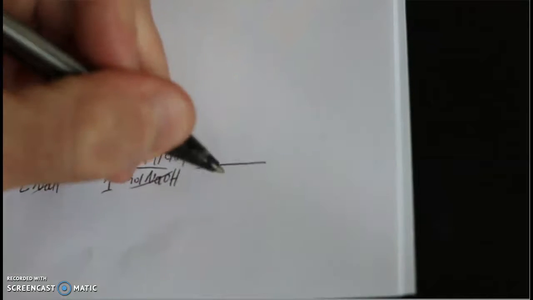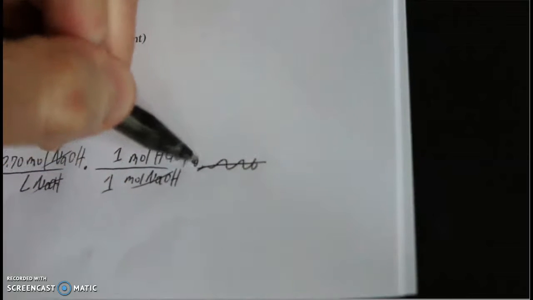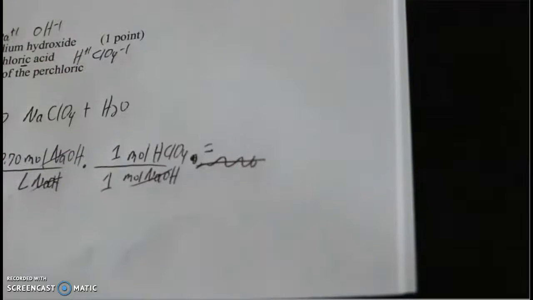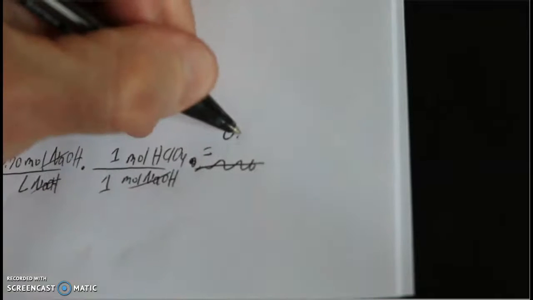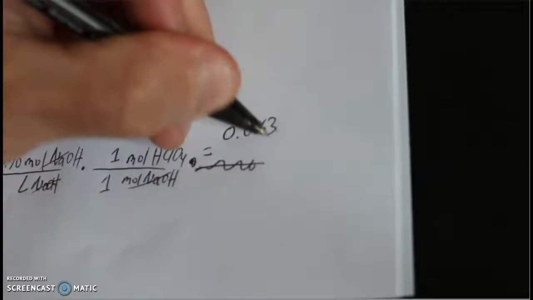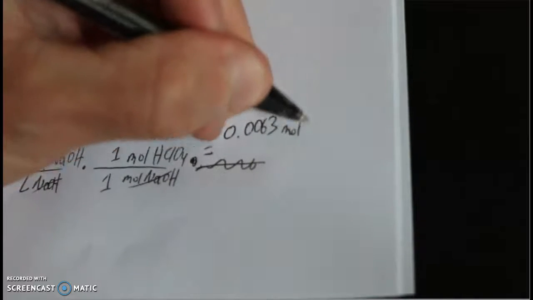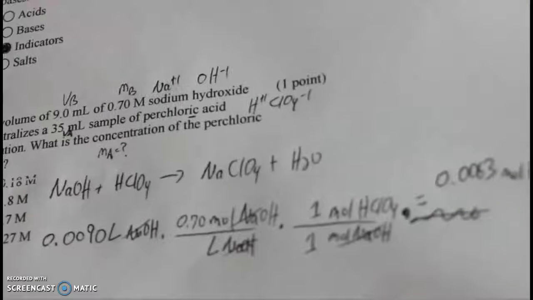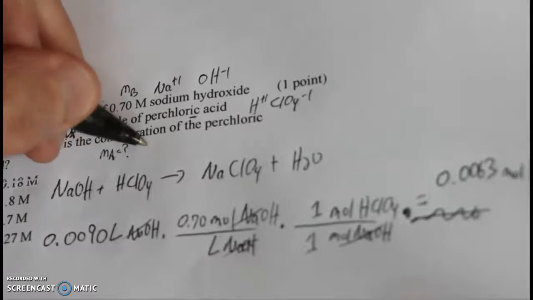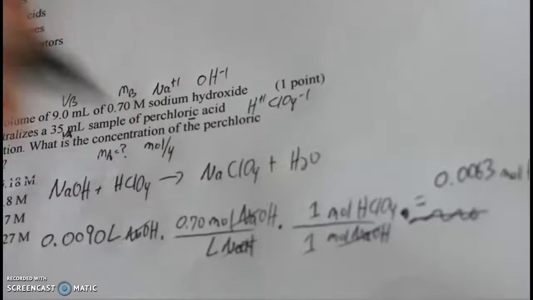So I'm going to actually, you know what, I don't want to do that yet. So what I'm going to do is the math for this. I'm going to figure out how many moles of HClO4 are in this problem. And that ends up being 0.0063 moles HClO4. Now, what it's asking me for is concentration. And concentration has the units of moles per liter.